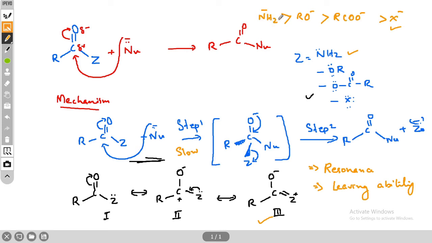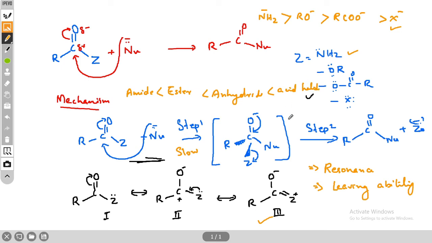Then the lower the basicity of Z, the greater is the reactivity of the molecule towards the nucleophile, which means that in step 1 of the mechanism, the nucleophilic attack and formation of the tetrahedral intermediate, the reactivity order will be what? Amide is very much less than ester, then anhydride, then acid halide.